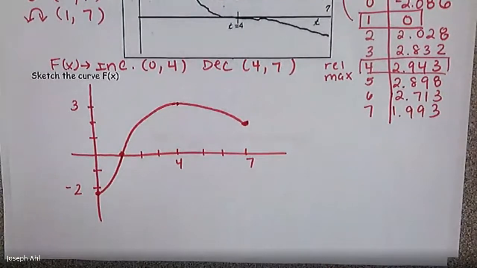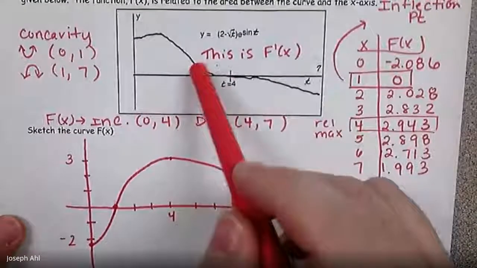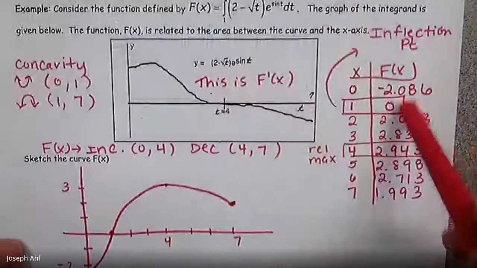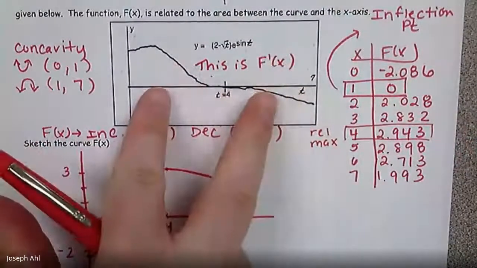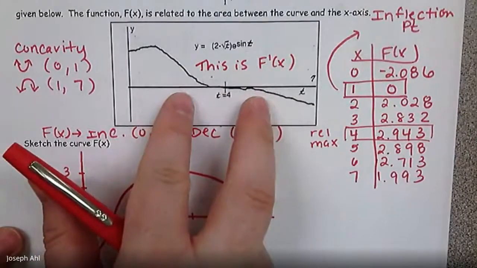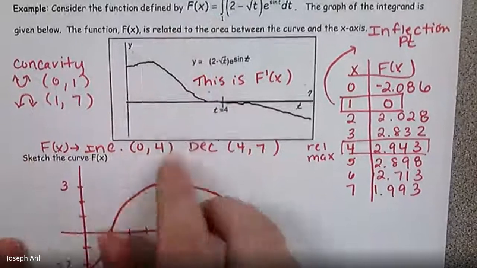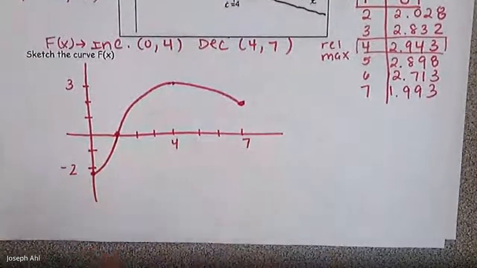So using the table of values, thinking of these accumulated areas under the curve here as the y values on the function f of x, and knowing that this graph right here, this accumulation function, represents the derivative of capital F of x, we can draw a lot of conclusions as to what F of x looks like as far as increasing, decreasing, and concavity. There is a lot of information that we're putting together there.